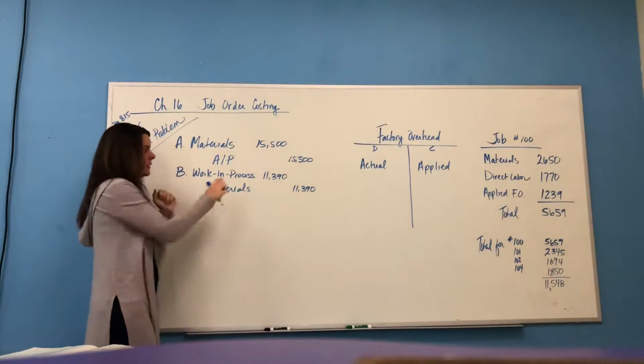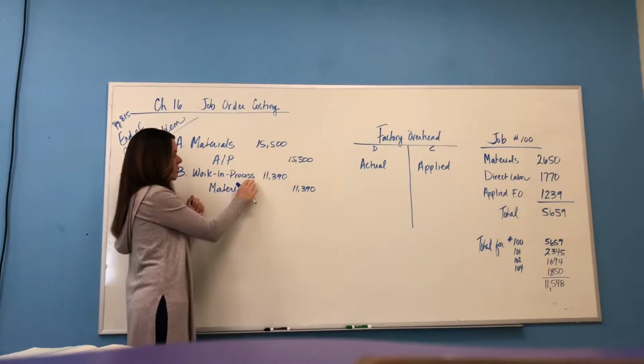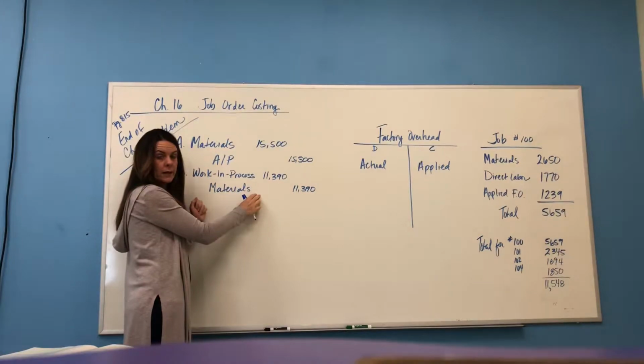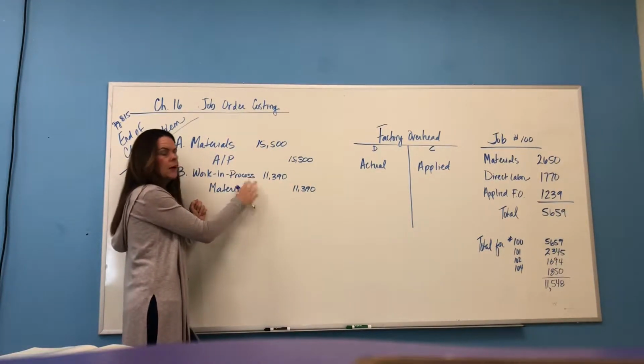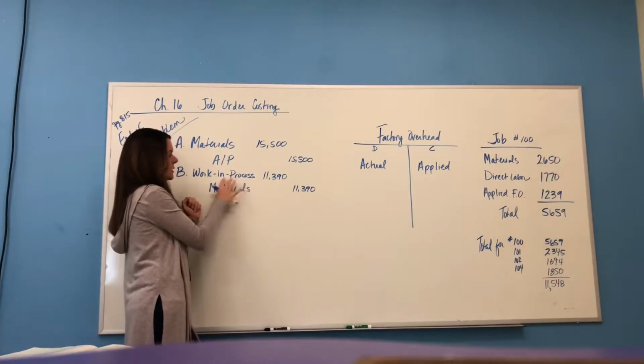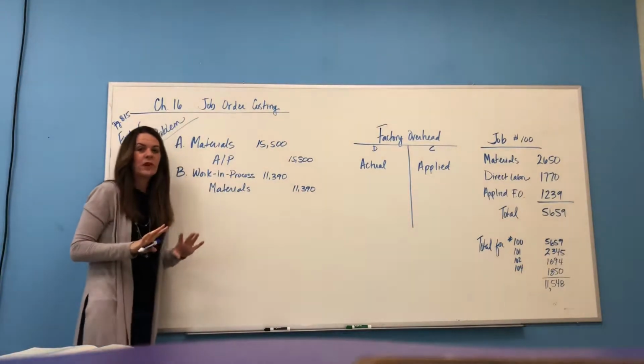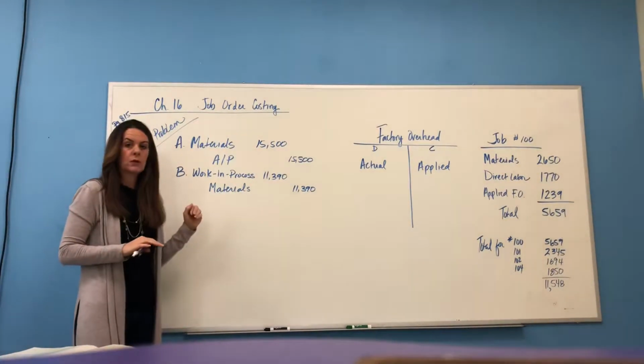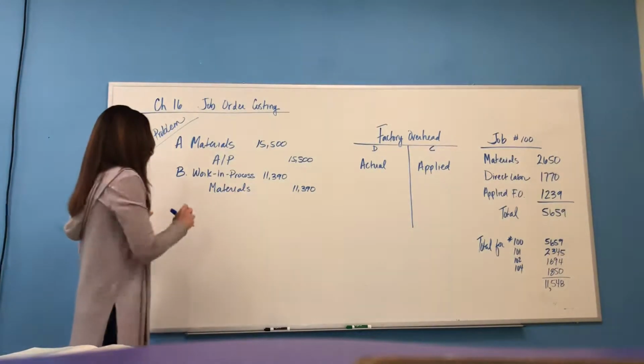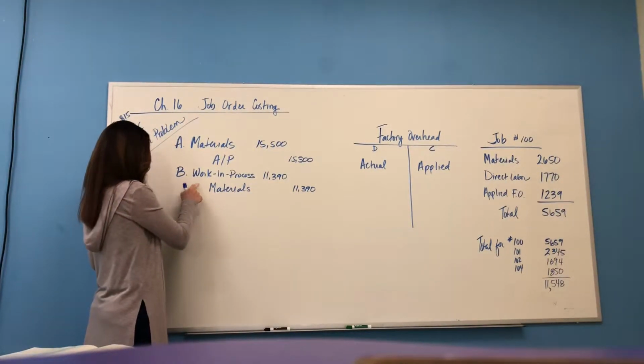You'll notice that the textbook doesn't follow these accounts by the word inventory, but this is inventory. It's materials inventory, it's work in process inventory. But to simplify things, I'm just going to do what the homework module will give you, and these are the terms that they're using. All right, so that's going to be for our materials.